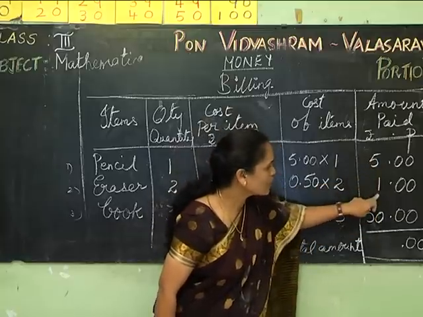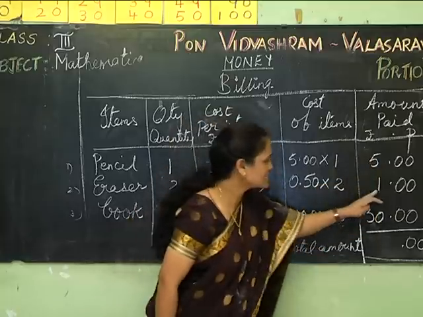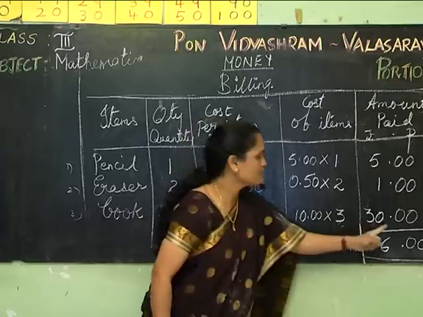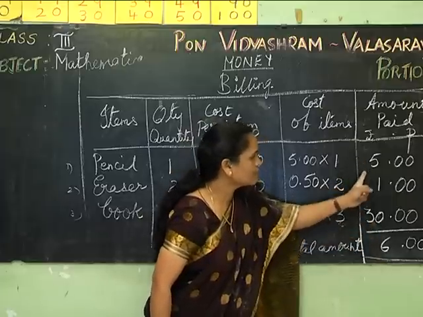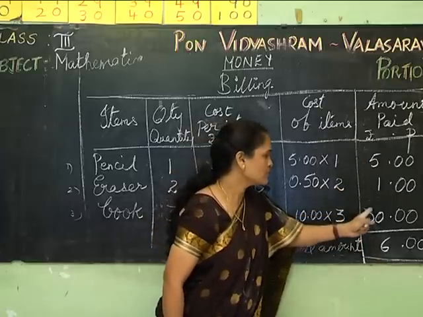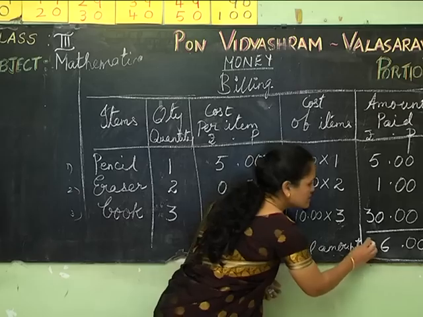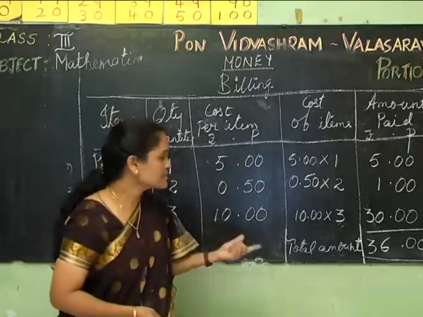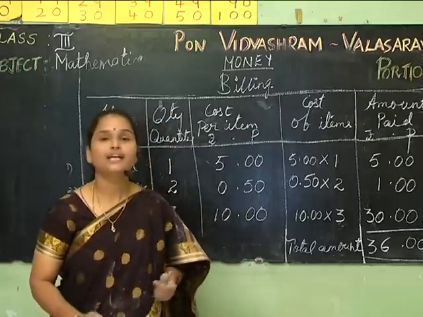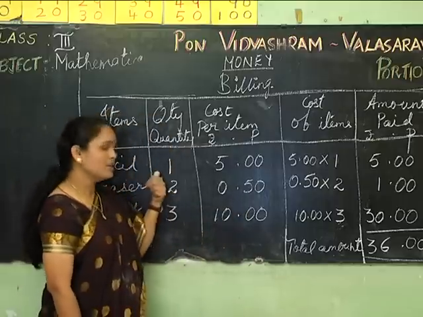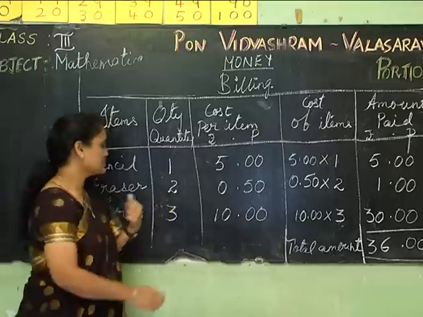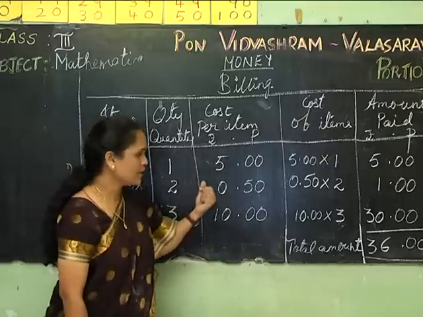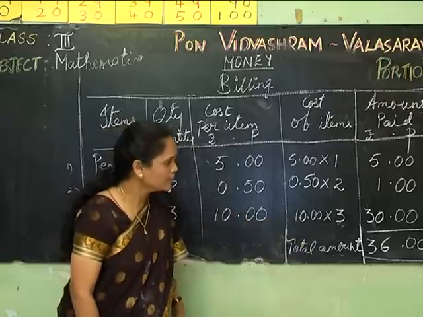What is 5 plus 1? It is 6. 6 plus 0 is 6. Then to the next place, it is 3. Do you have any number here? No. So 3 plus 0 will give you the same number 3. So you have to pay 36 rupees to the shopkeeper to buy 1 pencil, 2 erasers and 3 books.